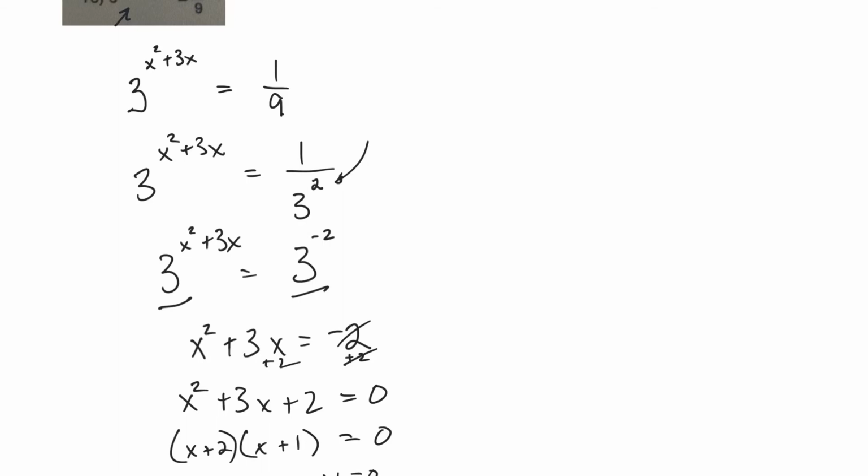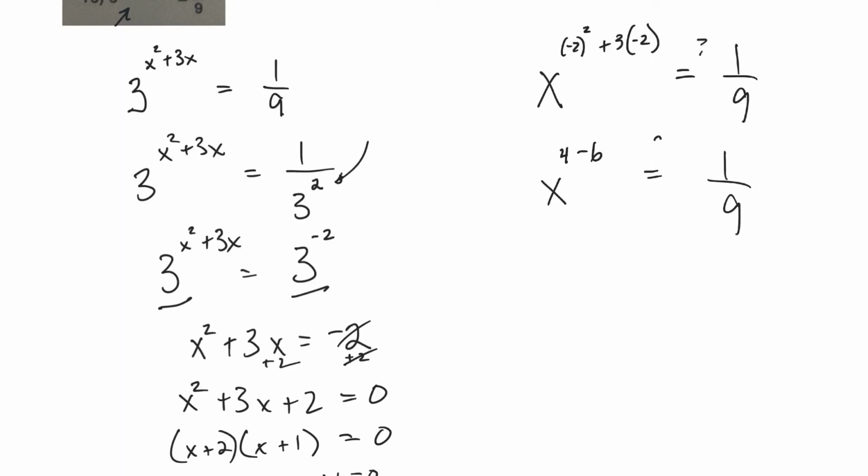Negative 2 I got, so x to the negative 2 squared plus 3 times a negative 2. Is that equal to 1/9? So negative 2 squared is 4. 3 times negative 2 is a negative 6. Is that equal to 1/9? Why did I put an x there? Should be a 3. Sorry. Should be a 3. I guess I have an eraser.